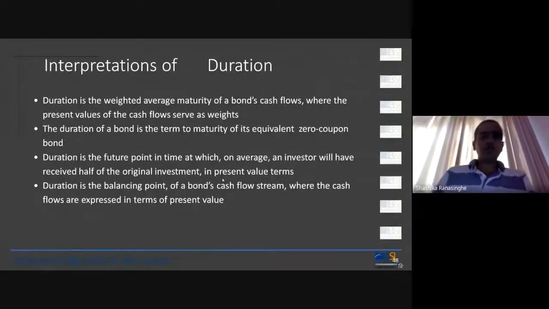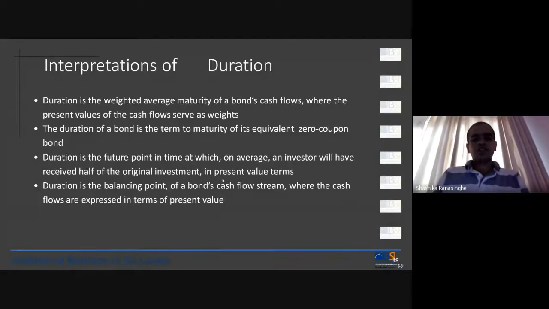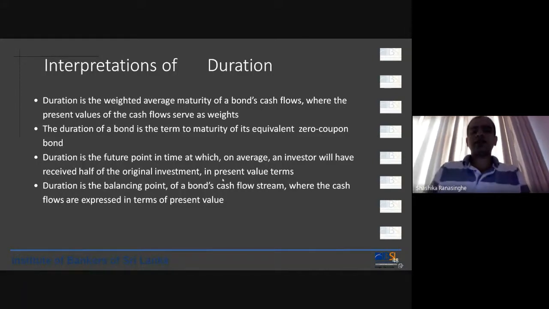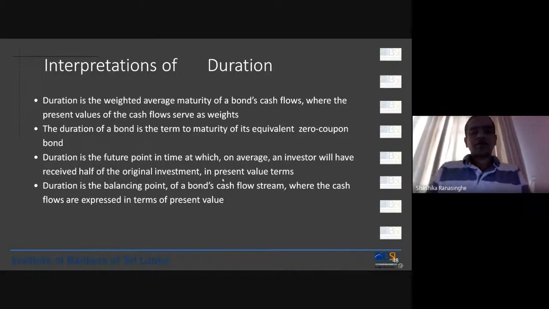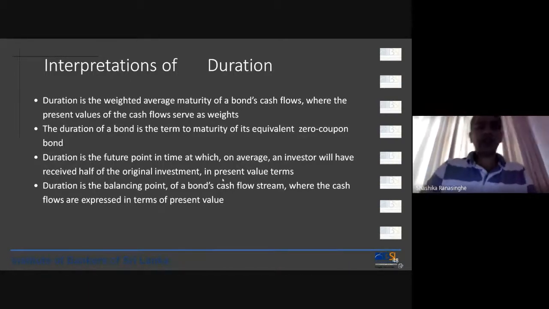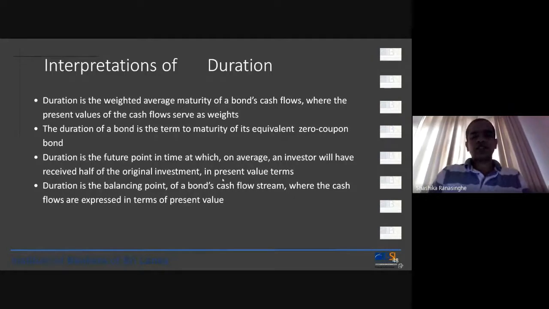Interpretations of duration. Duration is the weighted average maturity of a bond's cash flow. Actually, Macaulay duration is the weighted average maturity of a bond's cash flow, where the present values of the cash flows serve as weights, like what we did. Remember the present value into time. So those are the weights. The duration of a bond is the term to maturity of its equivalent zero coupon bond.